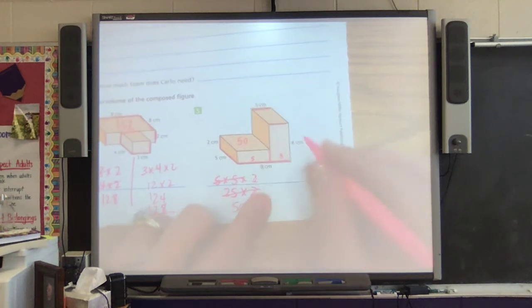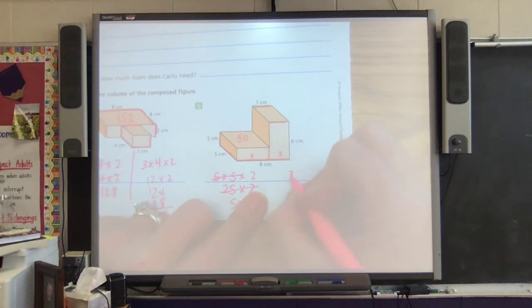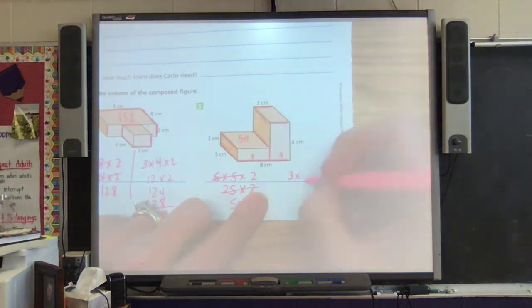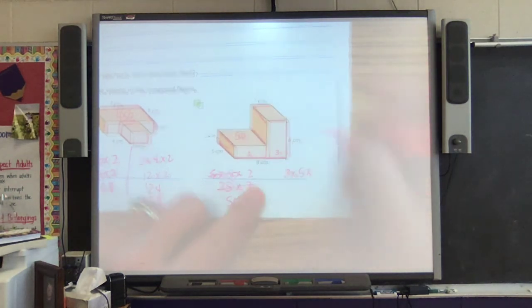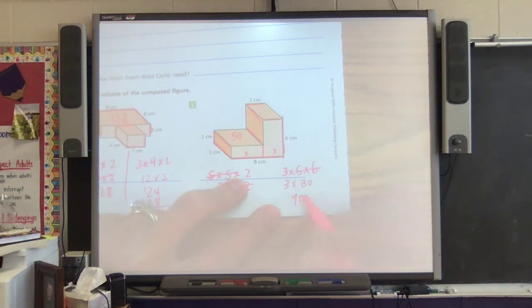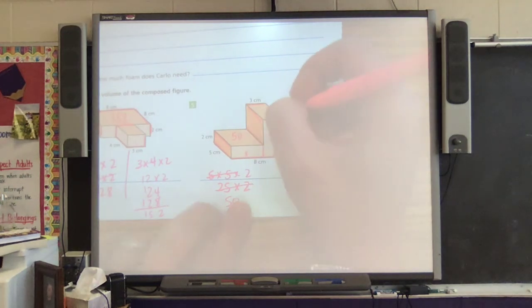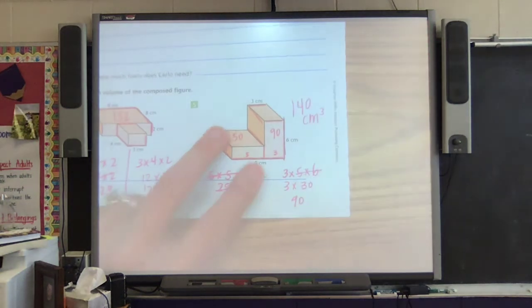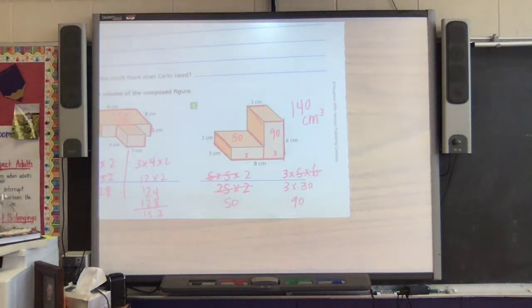Then I just have this figure, which I already know the length is 3. The width is the same throughout, which is 5, and it tells me my height is 6. So 5 times 6 is 30, and 3 times 30 is 90. So 90 plus 50 is going to give me 140 cubic centimeters.